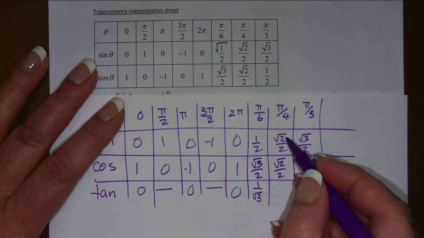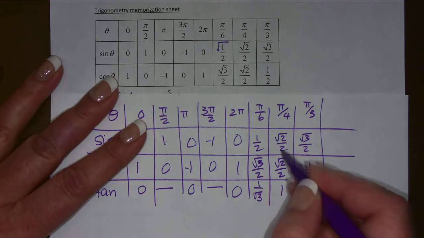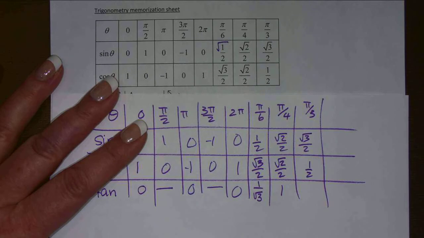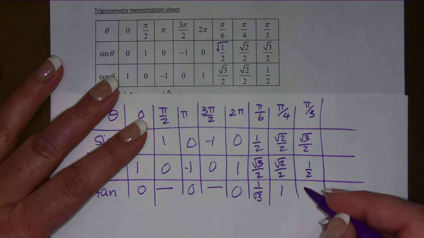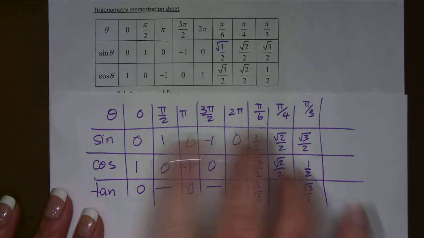What do we have on top? Root 2 over root 2. What's that? 1. This is the same two things over each other, which would cancel. And this one, root 3 divided by 1, is just root 3 if you want. And there, that's your value. So that's how I have them memorized, and these are all the values you need.